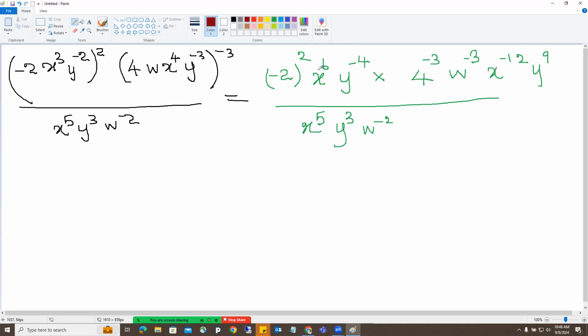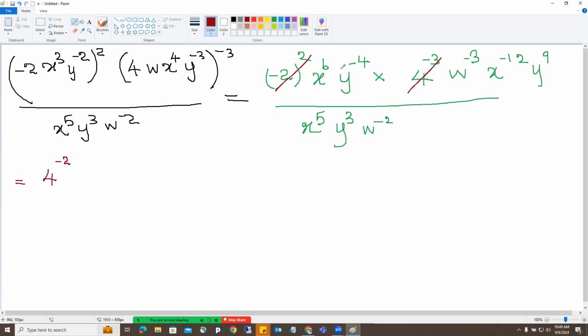And then here, minus 2 to the power of 2 means we have 4. Into 4 to the power of minus 3 as well. So the final value would be 4 to the power of minus 2. Is it clear? Here we have 4 to the power of 1 and 4 to the power of minus 3. Altogether we have 4 to the power of minus 2.